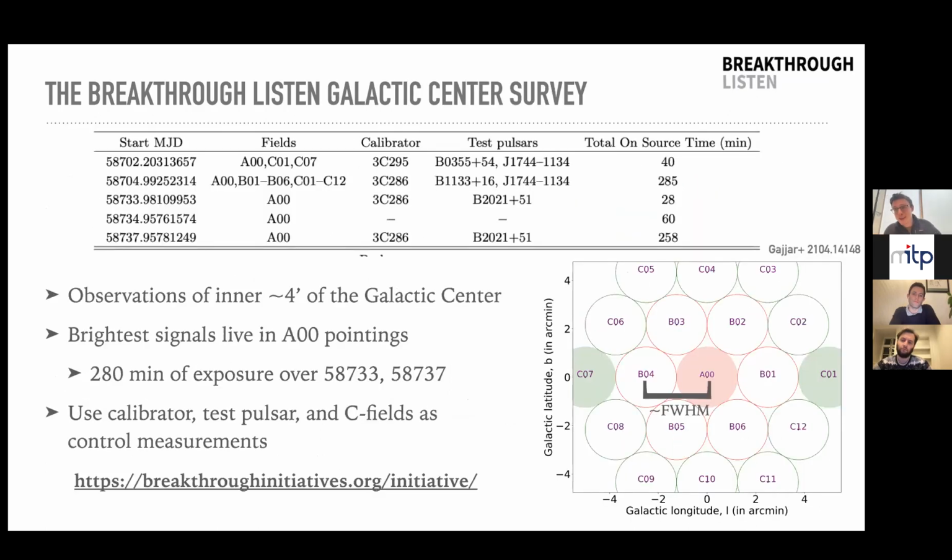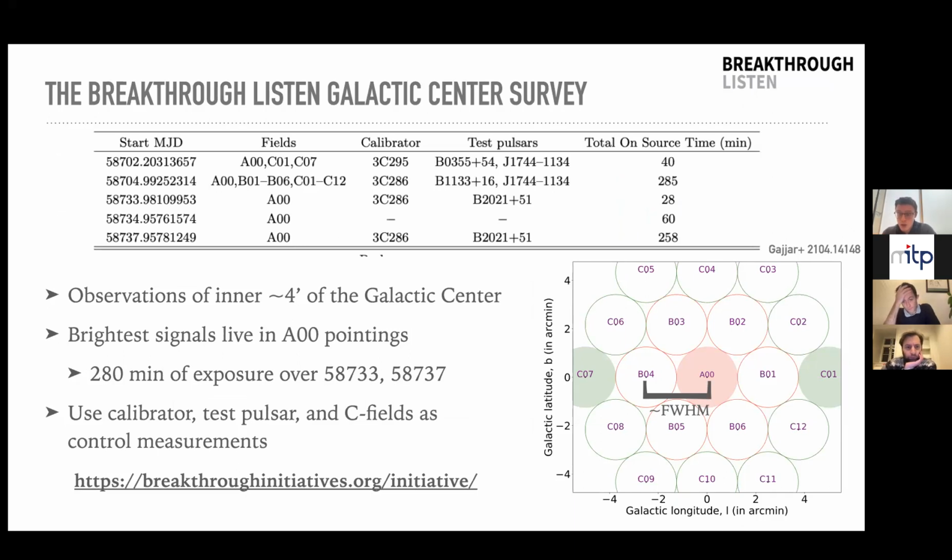And we were also fortunate in that the Breakthrough Listen project has actually looked at some really great places in terms of where bright Axion signals might be sourced. As part of their Galactic Center survey campaign, they looked at the inner galactic center, like the inner few arc minutes, for several hours. Here I'm just showing you on the top the observation plan, what data actually exists. And on the bottom right, you can see how those observations were actually conducted.